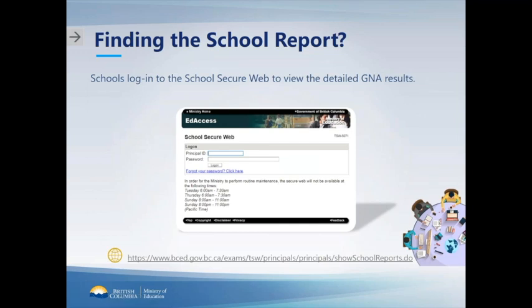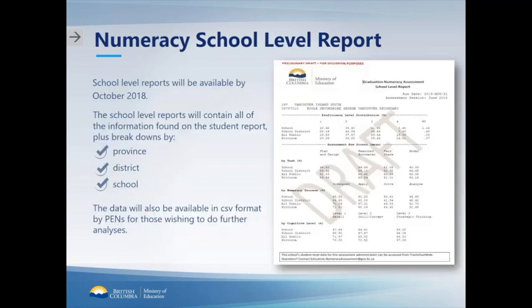Okay, great, thanks Marcus. So on the screen now, you will be very familiar with how you log into the Your Secure School web, and you sign in with your ID and password, and that'll take you into the next screen, which will show you the different school level reports that are available. Of course, we've got a draft here. The school level reports will be available by October 18th in the sense of being able to do the breakouts, but this information will contain the following information, which you can break down by province, district, and school. And the data will also be available in the CSV format by PENs for those wishing to do further analysis.